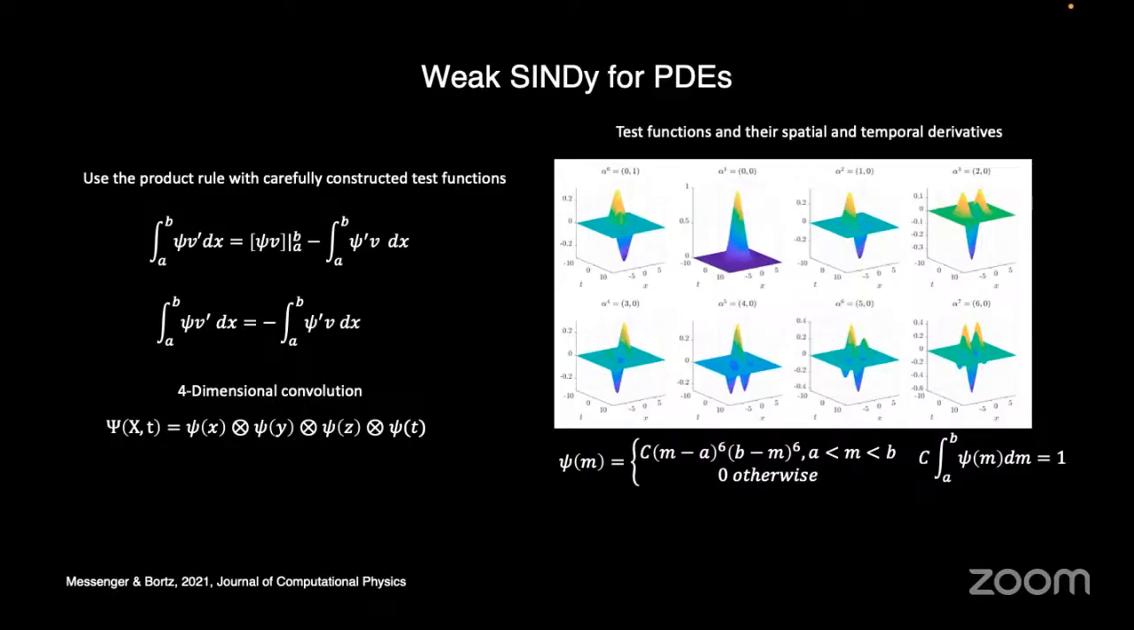And if you choose the function that you multiply by wisely, then this definite integral term here goes away, because you can set the test functions to be 0 at the boundaries. So the definite integral goes to 0.